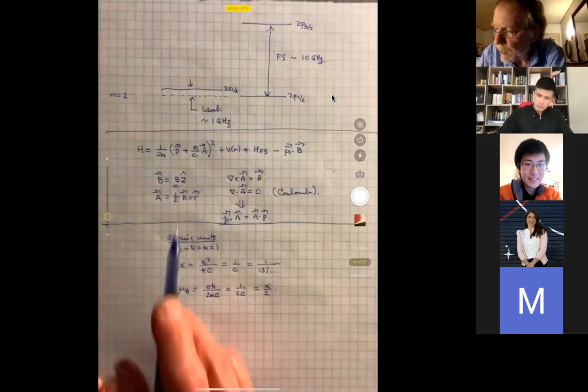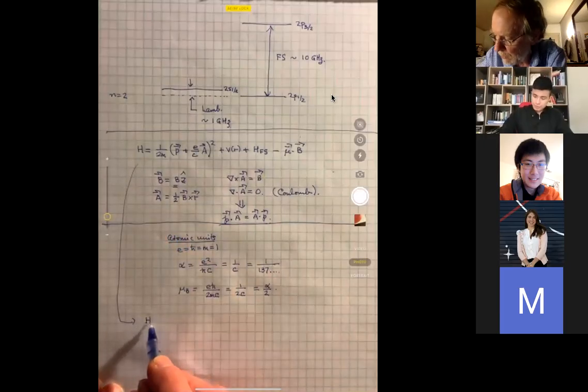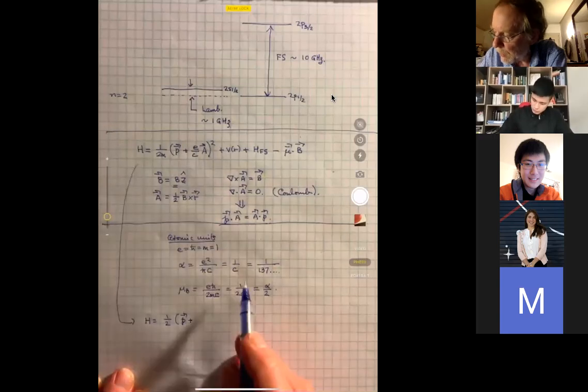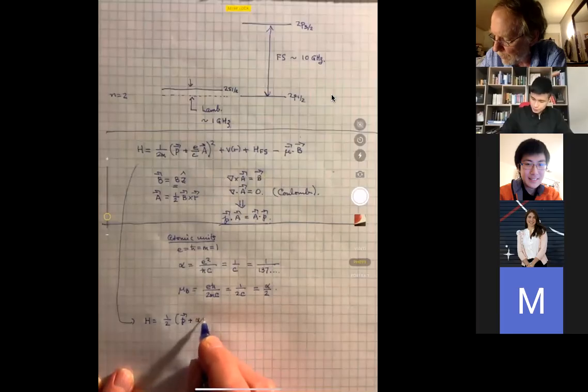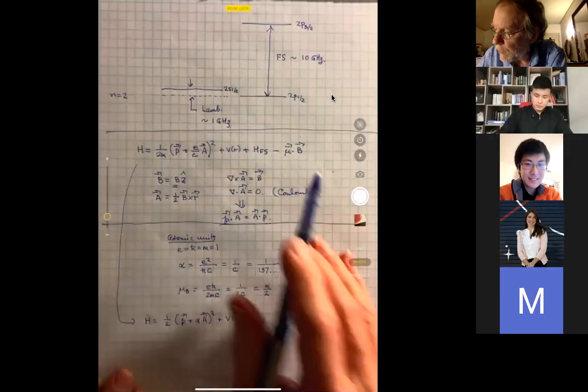Anyway, if we plug this in here, this Hamiltonian, to convert it into atomic units, becomes H is equal to 1/2 of (p plus the e over c, which just becomes a factor of alpha, times the vector potential A) squared, plus V(r), plus the fine structure corrections, minus mu dot B.